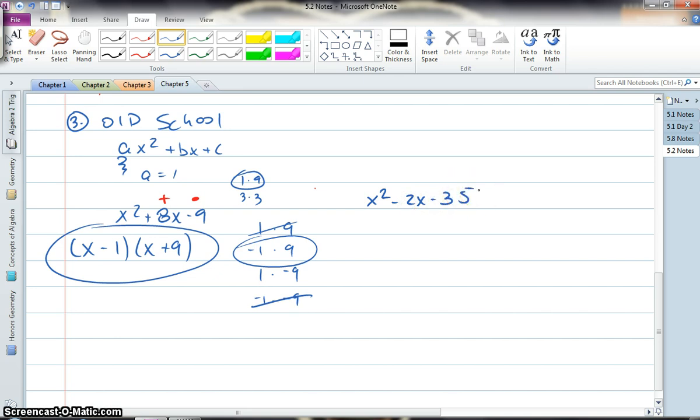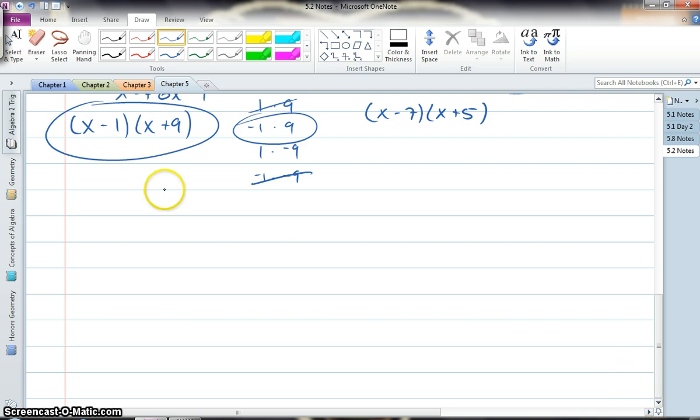x squared minus 2x minus 35. So I need two numbers that multiply to negative 35 and add to negative 2. So I have 1 and 35, 2 doesn't go in, 3 doesn't go in, 4 doesn't, 5 and 7, and I think that's it. 15 doesn't, nope. Alright, so which one's going to get me to 2? Well, 5 and 7, and 2 is negative, so the negative goes with the 7.